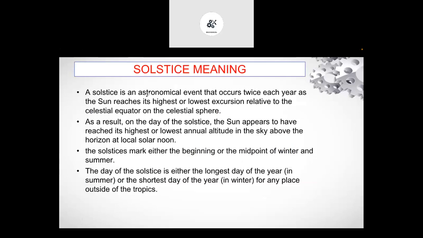Now you can see here the meaning of the solstice. It is an astronomical event that occurs twice each year as the sun reaches its highest or lowest excursions relative to the celestial equator on the celestial sphere. As a result, on a day of solstice, the sun reaches its highest or lowest annual altitude in the sky at local solar noon. Means during the solstice, the night will have the maximum duration, or the day will have the maximum duration. It totally depends upon which hemisphere you are situated in.